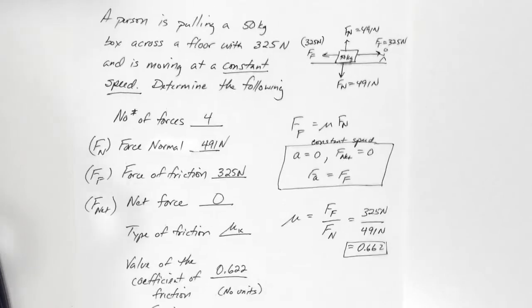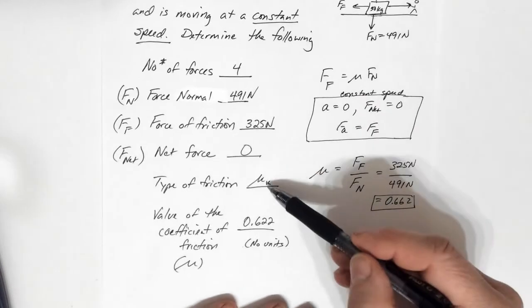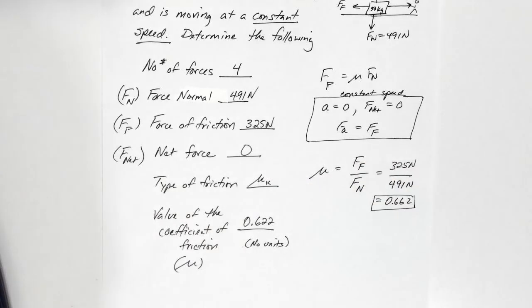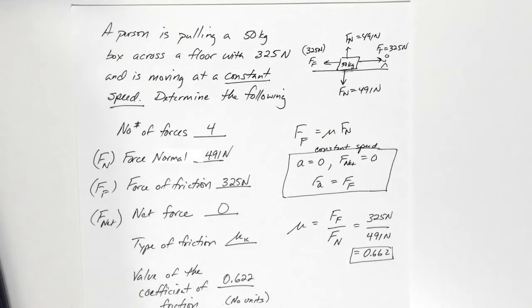So that's how you would solve it for a sliding situation, remembering that the sliding then would be a type of friction of kinetic. Okay? So that's how you solve those two kinds of problems, rolling ones and sliding ones. So there you go. And I hope it helps you.